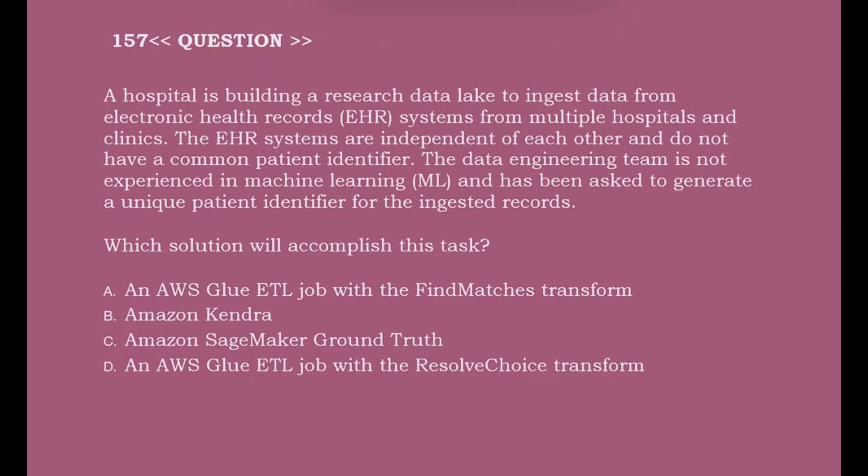Option A. An AWS Glue ETL job with the find matches transform. Option B. Amazon Kendra. Option C. Amazon SageMaker Ground Truth. Option D. An AWS Glue ETL job with the resolve choice transform.